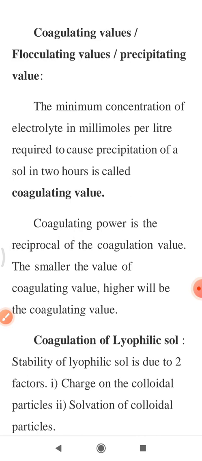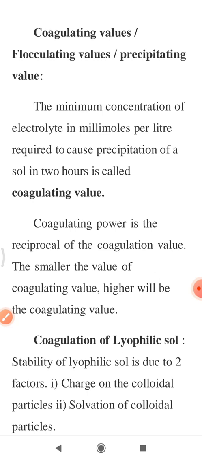Next, coagulating value, or flocculating value, or precipitating value. This is nothing but the minimum concentration of electrolyte required to cause the precipitation of a sol in 2 hours. Coagulating power is reciprocal of the coagulation value. The smaller the coagulation value of an ion, the higher will be its coagulating power. So this is about the coagulation.